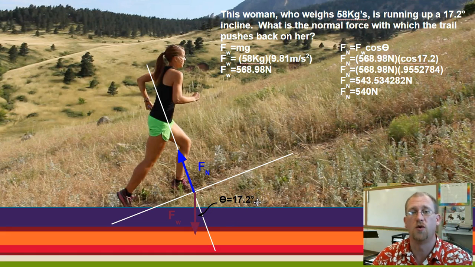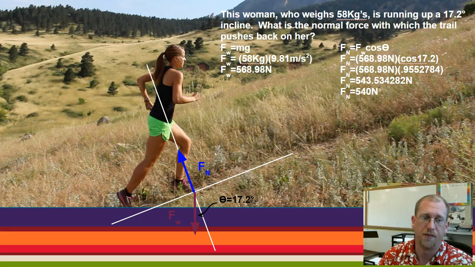So first we need to know the force of her weight. And so the force of her weight is her mass times the acceleration of gravity. So the force of her weight is 58 kilograms times 9.81 meters per second squared, gives us a force of 568.98 newtons. It's too many digits, but we're not going to round yet. You only round at the end, okay?